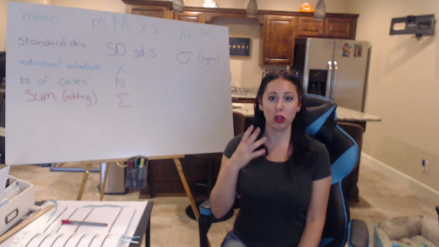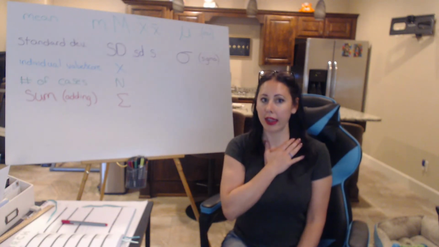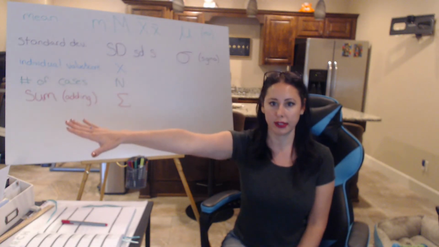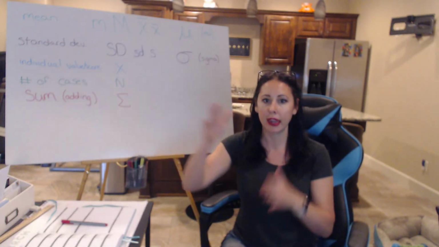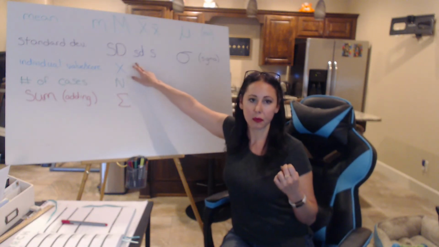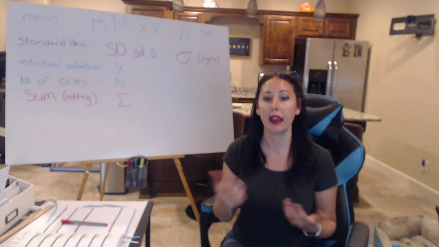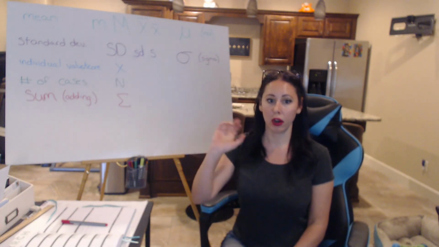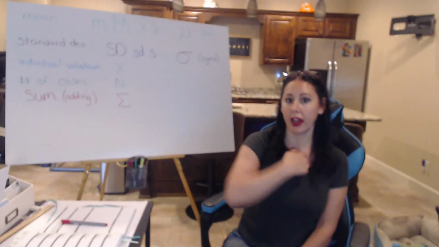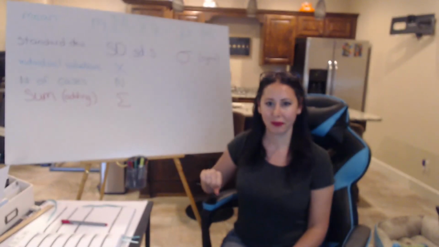Your individual variables, your individual scores, right? I got a 72% on this exam. You got an 81% on this exam. That 72 and that 81, those individual scores, those are X. The number of cases that we're looking at is N. All right. There were 50 students in the class that took this test. I'm comparing that test score of 65 to 50 other students, right? So 50 would be my N.